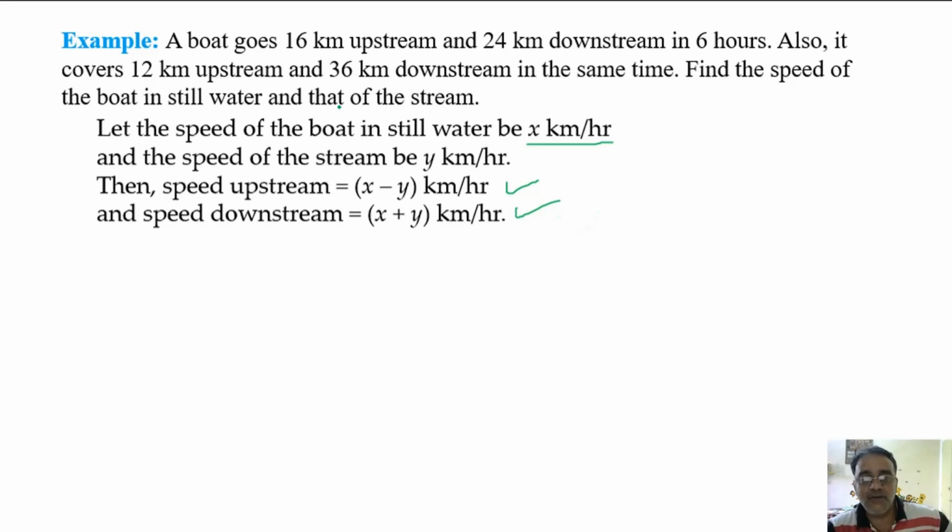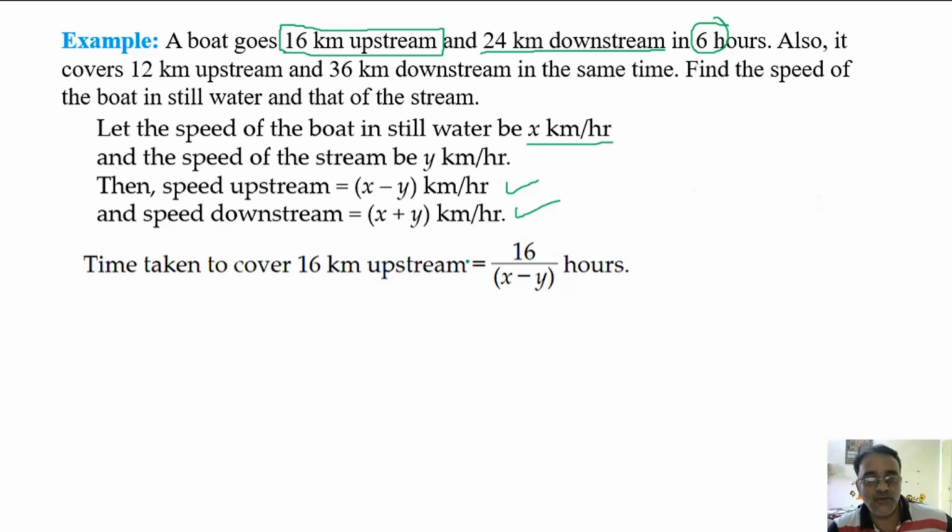Okay, so now in the first case, 16 kilometer upstream, so how much time it will take for upstream? Distance upon speed. Distance is 16 kilometer. What is the speed of boat in upstream? 16 by x minus y. Finally, we'll get 16 upon x minus y. And the next one is 24 upon x plus y, and that will be equals to 6 total.